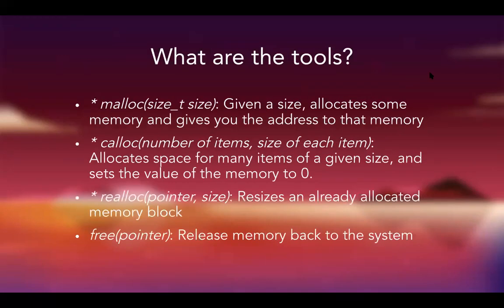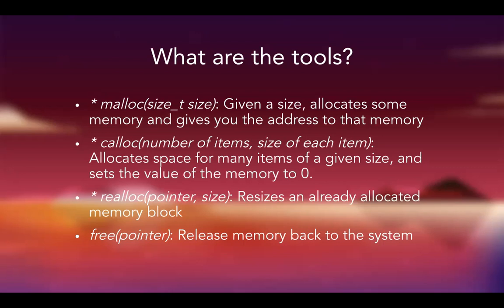So what are our tools for memory allocation? I'm just going to go over the 4 main functions that we would use. We have Malloc, which will take in some size, and given that size, allocate some memory and give you the address of that memory. That's all that Malloc will do. We have calloc, which will allocate space for a number of items. So you're going to give calloc a number specifying the number of items that you want to allocate for and the size of each item.